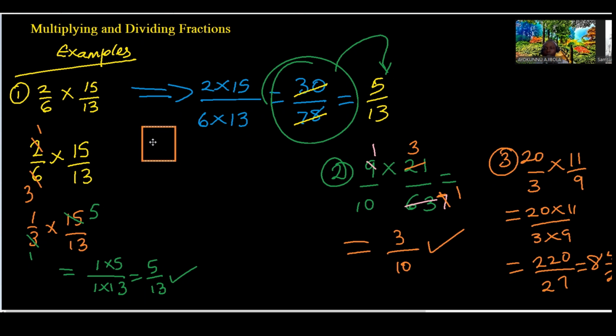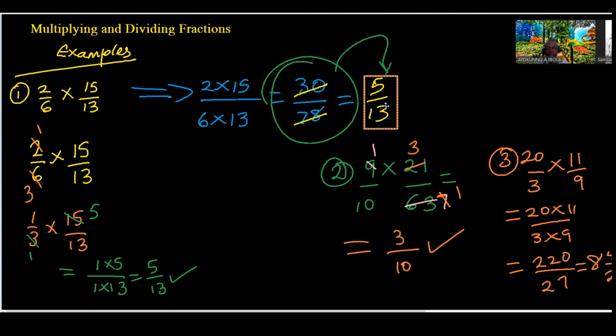Okay. From the first one, this is the question we have: 2 over 5 times 15 over 13. We can say 2 times 15 and 5 times 13, okay? That is numerator times numerator and denominator times denominator. It gives us this, but we have to reduce it to lowest term. Is that clear?